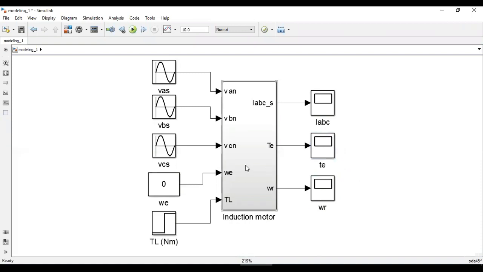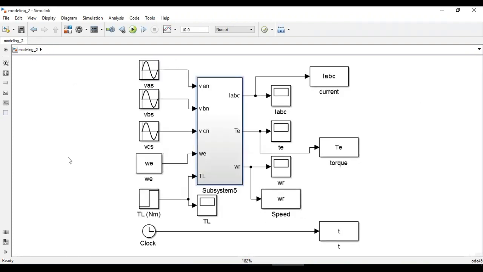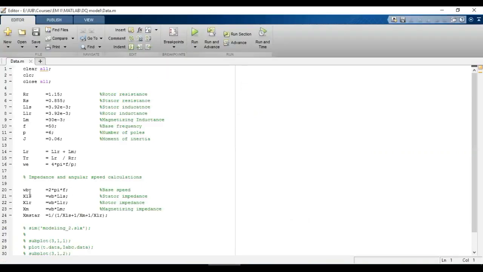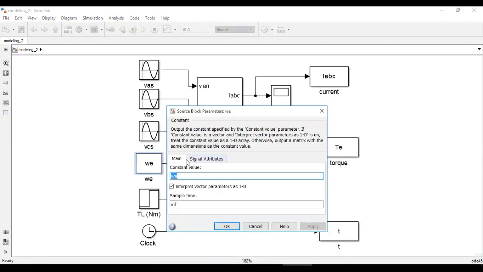So this is the first case in which we have used the stationary reference frame because omega E is kept as 0. Now I will show you this second simulation, and in this simulation we are actually dealing with the quantities in the rotating reference frame, and here you can see I have used omega E, and that omega E is calculated in this file. So this is omega E and it will be transferred to this constant block. So this is a constant block.